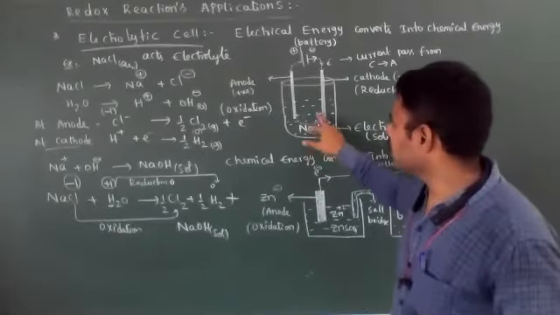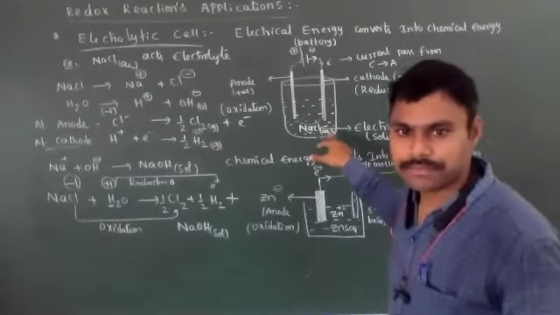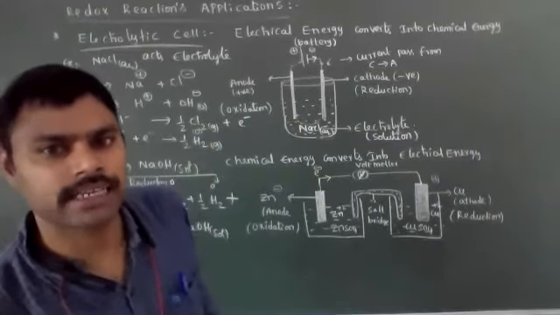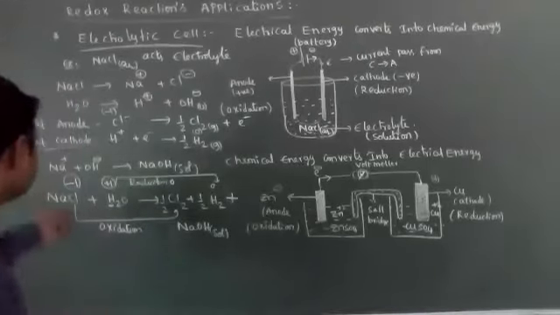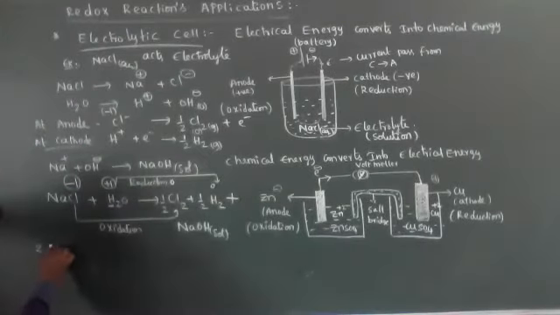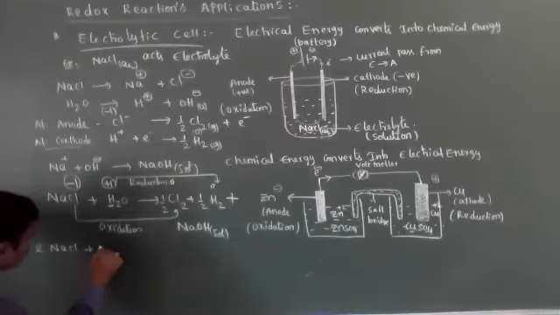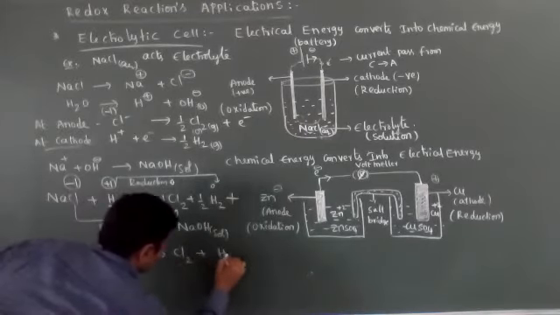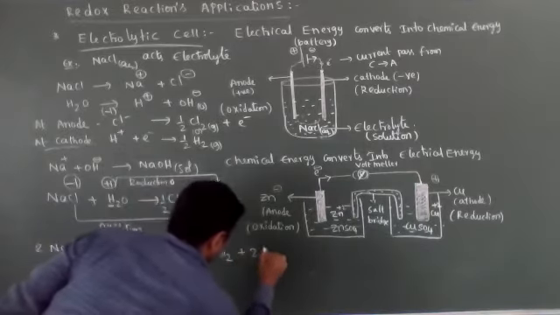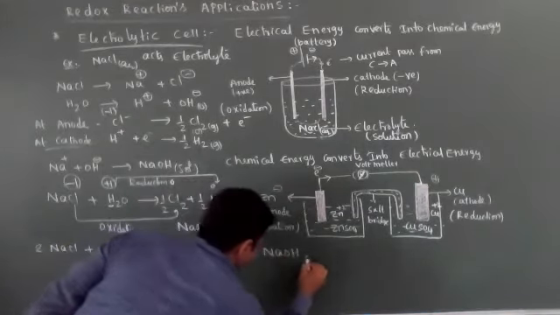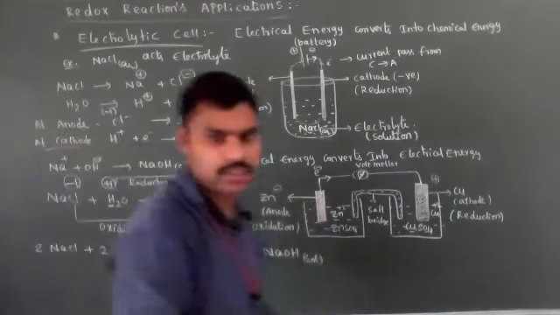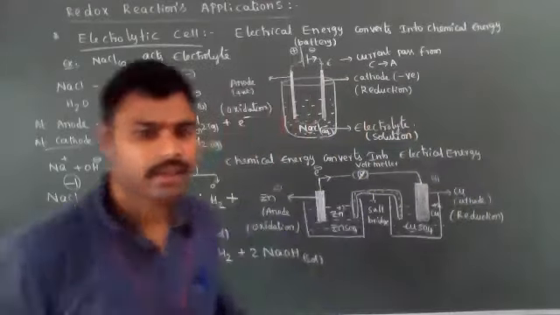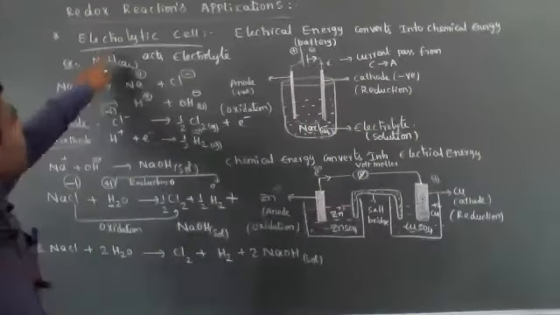For example, in this electrolytic cell, I used half H2, which means half a mole of hydrogen gas will form. If you want to balance this equation, you have to write 2 moles of NaCl plus 2 moles of water forms 1 mole of Cl2 plus 1 mole of H2 plus 2 moles of sodium hydroxide solution. That is the complete balanced equation without fractional values. Okay? This is about the electrolytic cell.